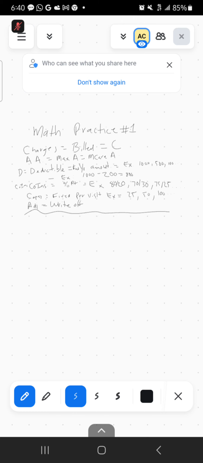So for example, if I say deductible is met, that means that the deductible is 0. Deductible is met. Patient has met their deductible. That means that the deductible equals 0.